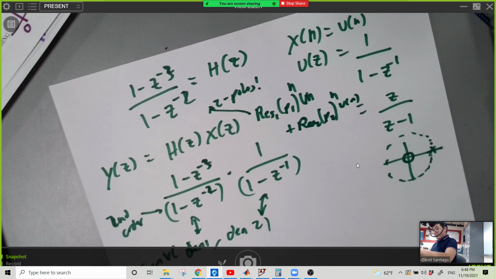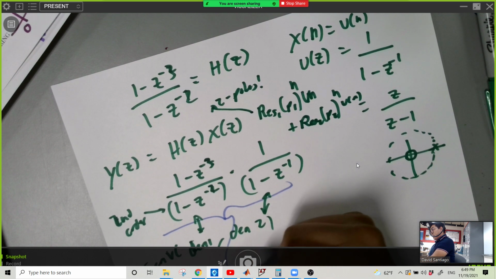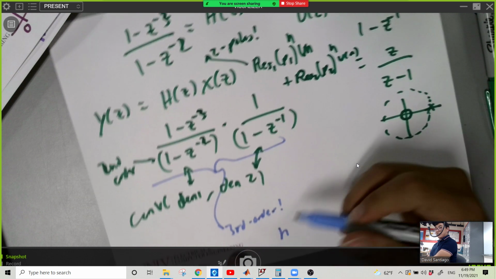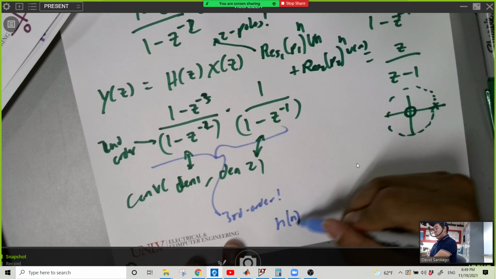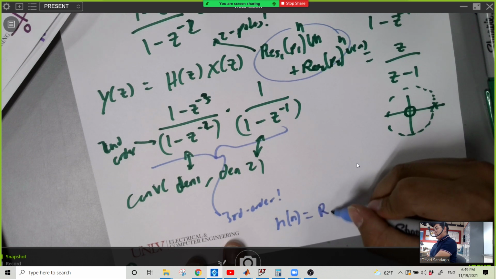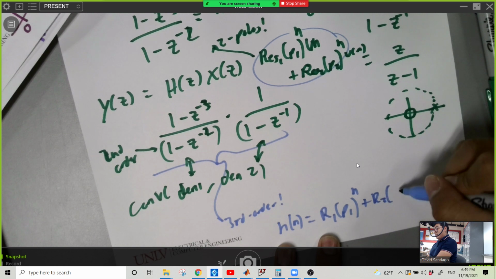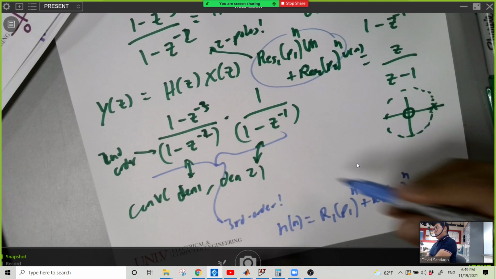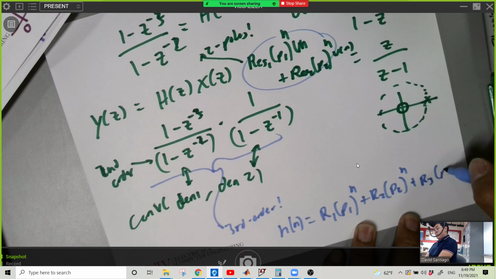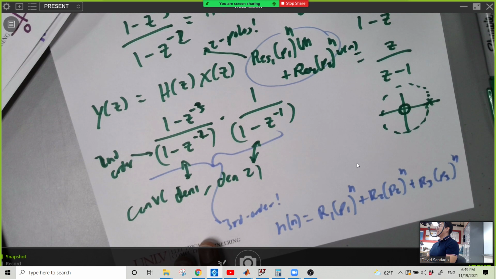For this one, this is a third order. So if you were to do some h of t, or h of n, it's not going to be this. It's going to be this: res 1 p1 to the n plus res 2 p2 to the n. But you have a third pole. And that's your general equation. Okay? That should help you out.